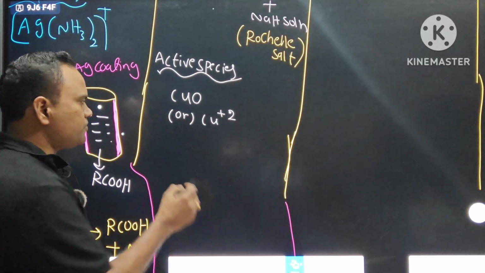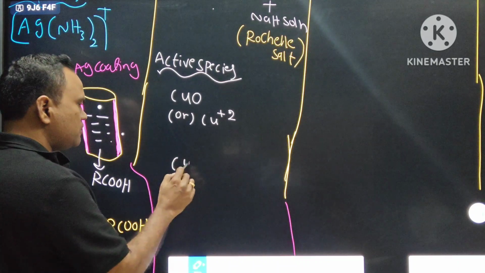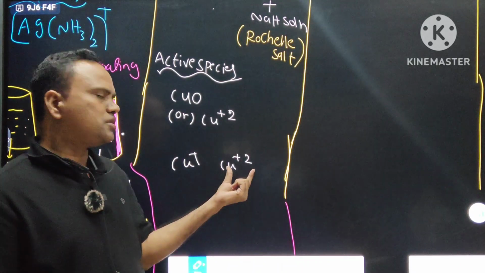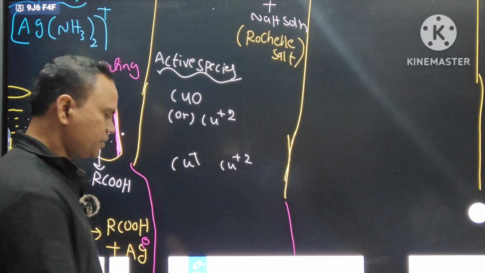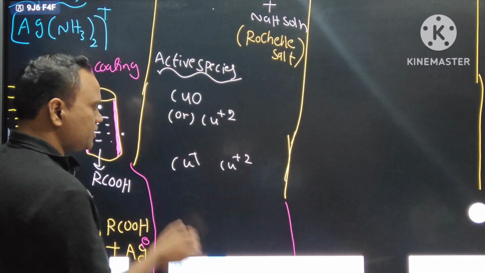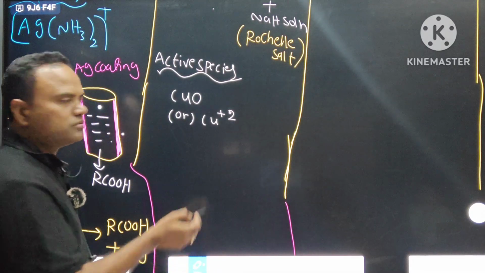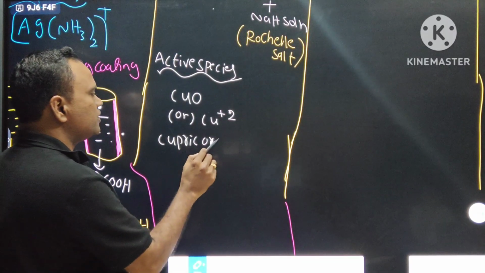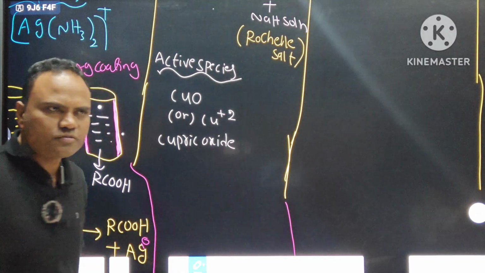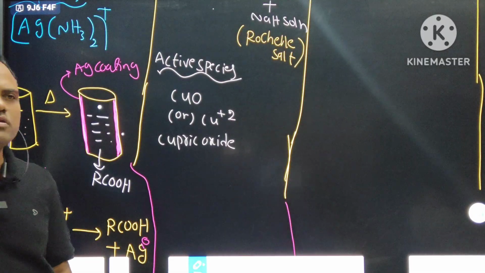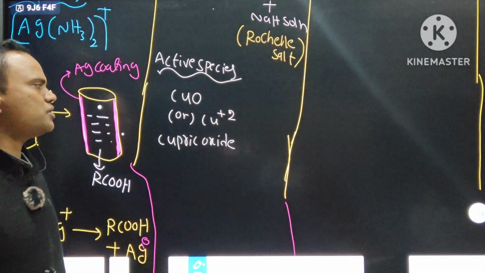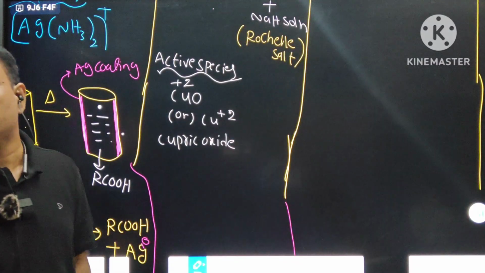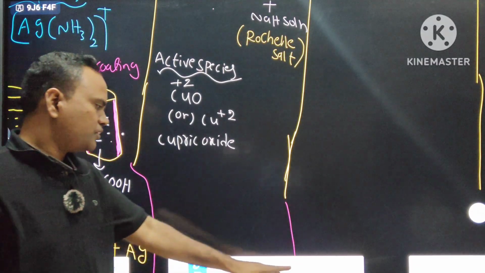Copper has two types of oxidation states, Cu plus and Cu plus 2. The higher oxidation state is ic, cupric. Basics: cuprous, cupric. So this is cupric oxide. What is the active species? Cupric oxide, CuO. The oxidation state of copper is plus 2 because oxygen is minus 2. CuO is the active species.